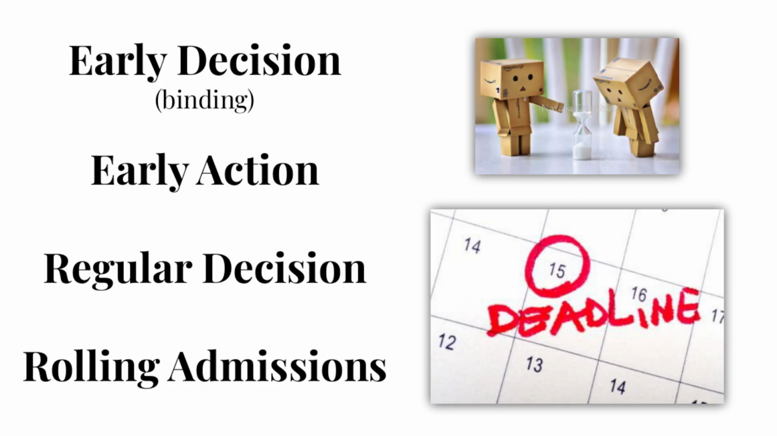Rolling admissions just means that the school makes decisions as they get applications. So there's not one hard and fast deadline. It means the school is just accepting the applications and making decisions as they get those applications.